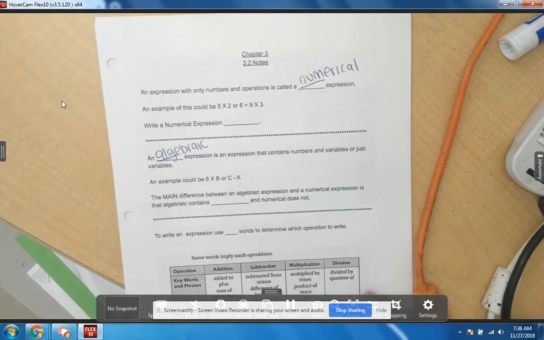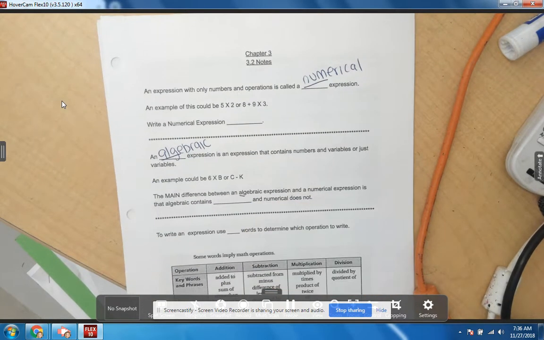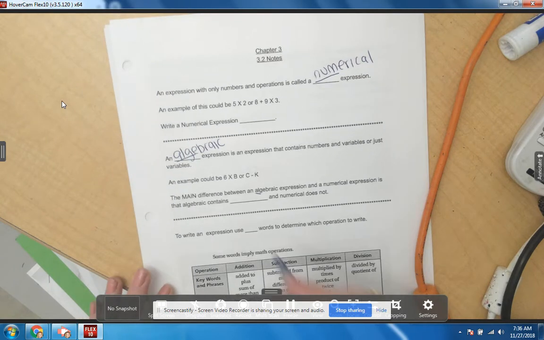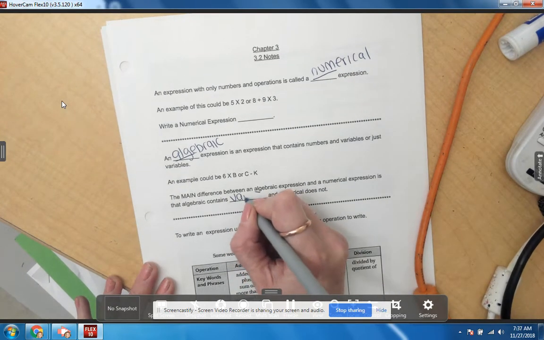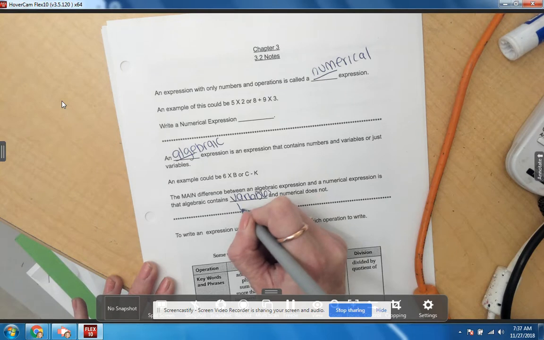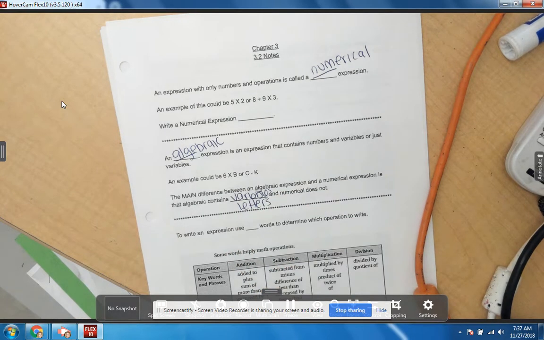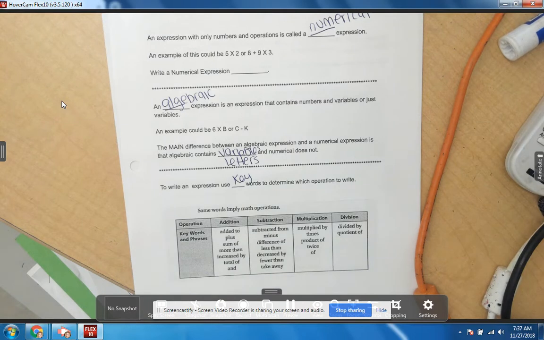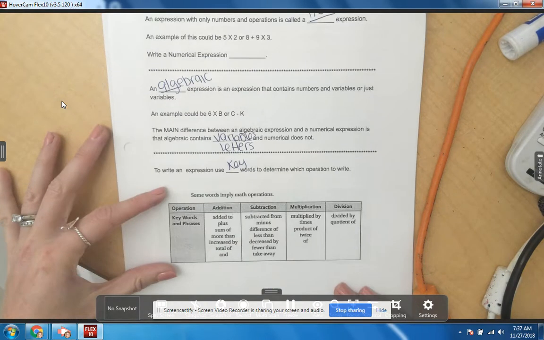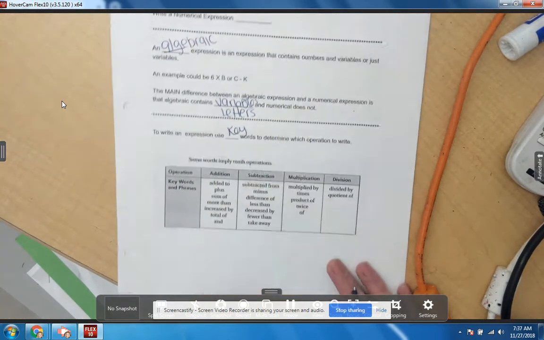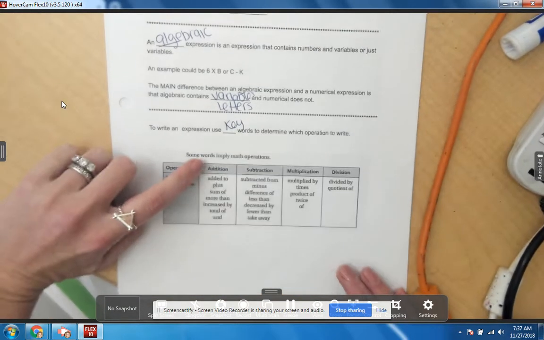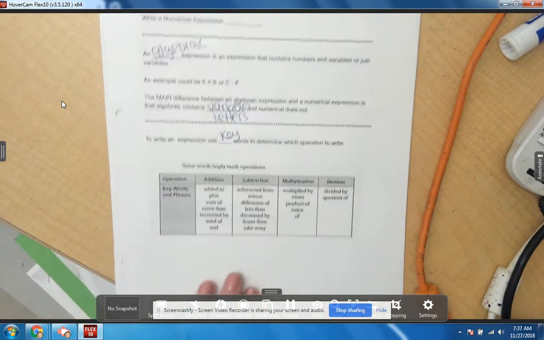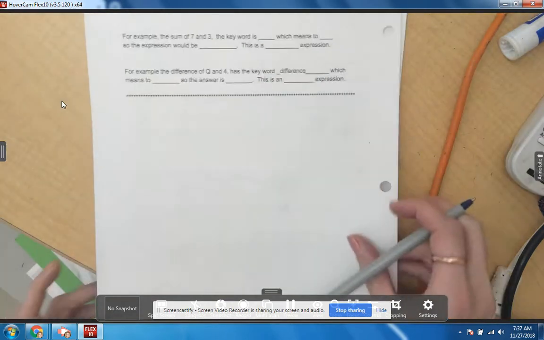The main difference between an algebraic expression and a numerical expression is that algebraic contains variables, or you could even put letters, and numerical does not. So numerical only has numbers, so numerical, numbers, that's how I remember it. To write an expression, use keywords to determine which operation to write. So below I put a chart with some keywords to help you out, so ones that imply addition, subtraction, multiplication, and division. Okay, so we'll flip this over.